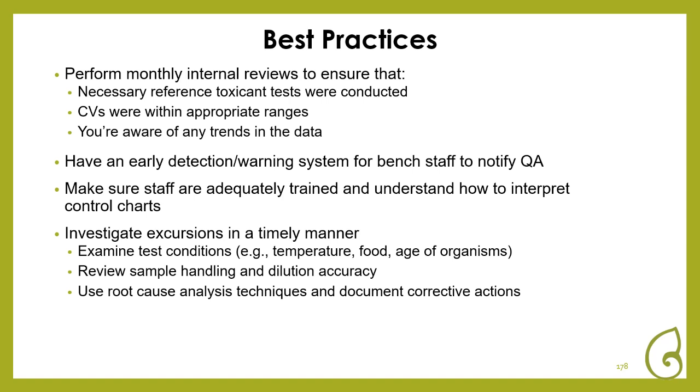And you want to make sure during this monthly review that the CVs were in range of that 75th percentile and check if there are any trends that are starting to emerge in the data. I think it's also prudent to have an early detection and warning system for bench staff to be able to notify the QA team of any potentially non-conforming data. So in our lab, we have an email notification system that when analysts are working on bench data, they can send a note to QA for tests that are still in progress so that they can be closely monitored and potentially take immediate corrective actions.